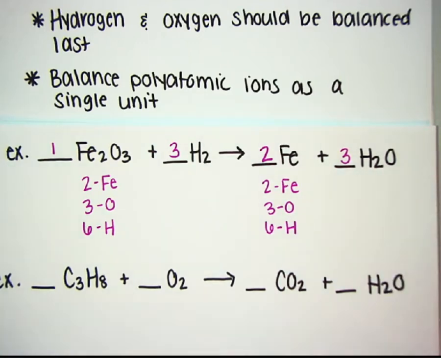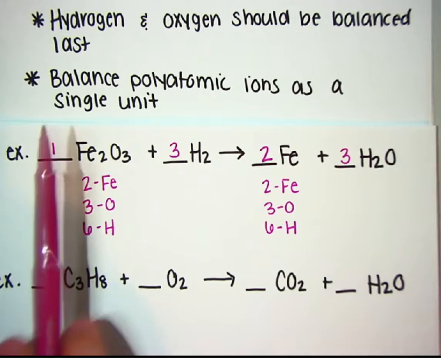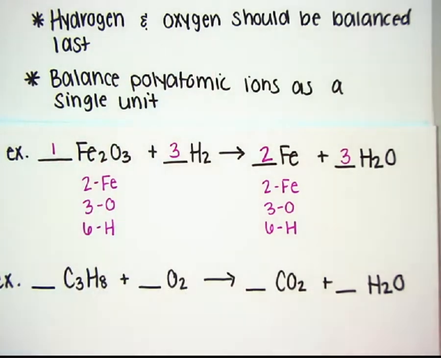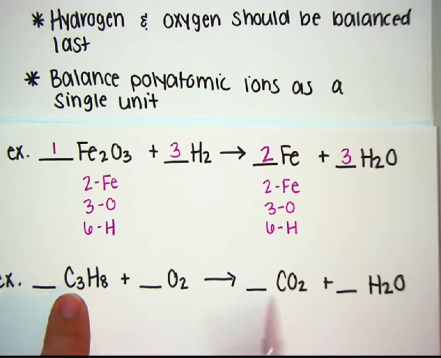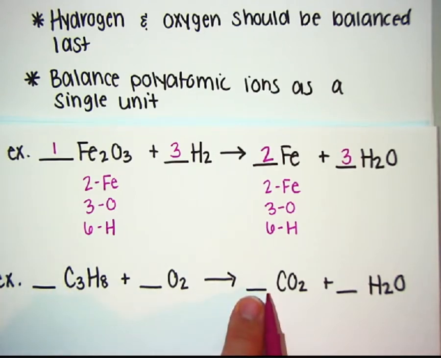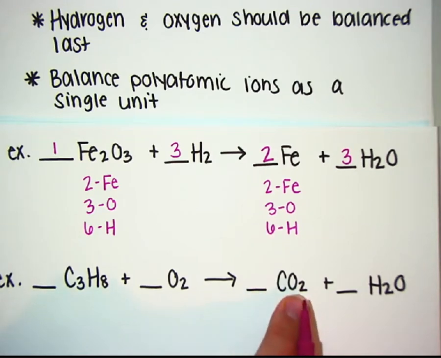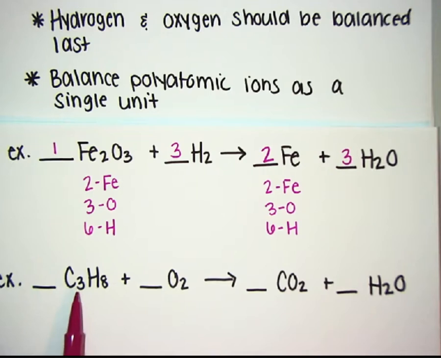So here is one where it's really important that we balance hydrogen and oxygen last. The reason being, let's say you balanced your oxygens first. Then you went back and had to balance carbons. So you put a coefficient here. Well, as soon as you balance the carbons, you're also going to change the number of oxygens. So we want to do those last. So if hydrogen and oxygen are last, looks like we need to start with carbon.